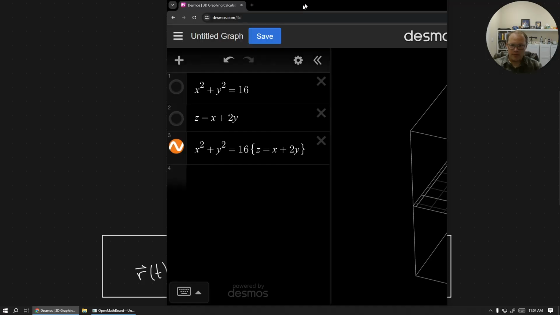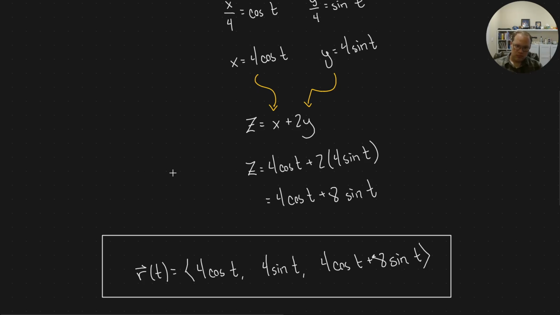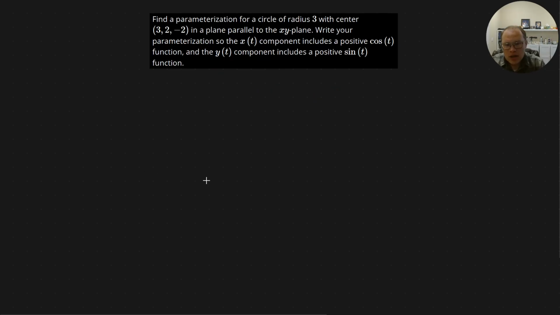Okay? All right, one more. Here we want to find a parameterization for a circle of radius 3 with center (3, 2, -2) in a plane parallel to the xy plane. Write your parameterization so the x component includes a positive cosine and the y component includes a positive sine.